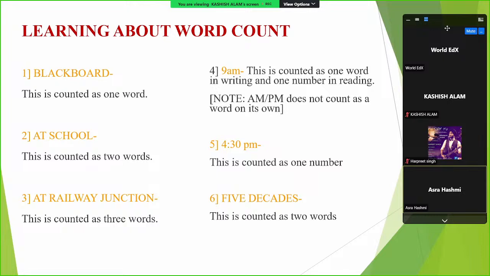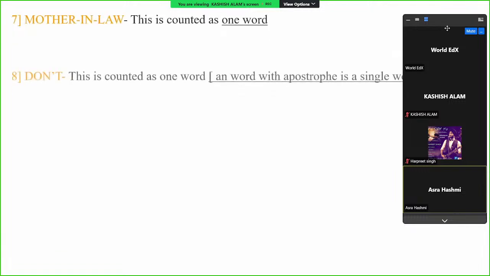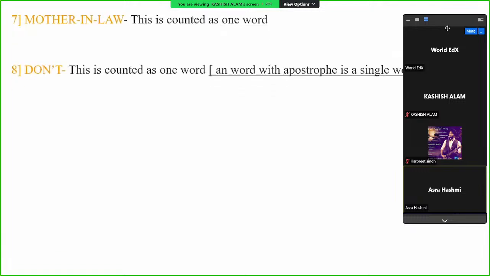The moment you add a hyphen, the whole word becomes 1 word, but the hyphenated word has to be recognized. I hope it is clear till now. Now, mother-in-law is counted as 1 word, and don't is counted as another word because you have added an apostrophe and then a t, but then again it is one word, because don't or do not are not two different words, just one word.